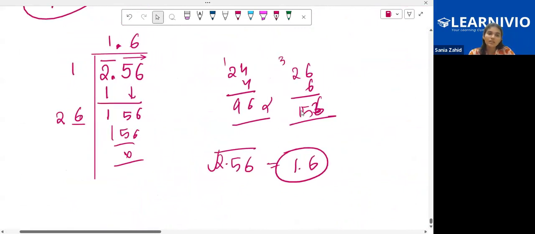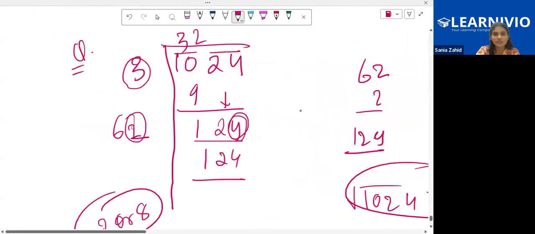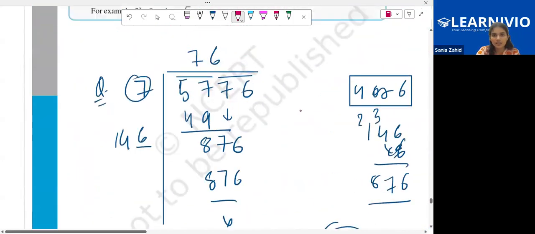Yeah, the 24. I told you in the previous thing, you have 6 at the units place. So 4 into 4 is 16. So I can either check for 4 or I can check for 6 because 6 into 6 is 36. So that is why I'm checking for 24 and 26. Done, ma'am. Okay, let's discuss.